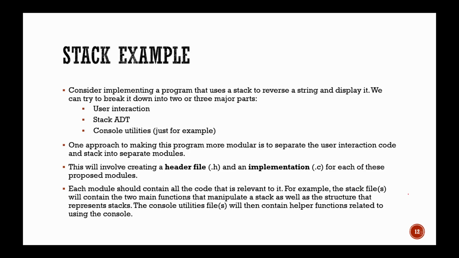I can break it into maybe a piece about user interaction, so displaying stuff, reading stuff. I can break it into maybe a stack ADT, a stack abstract data type, and then maybe have another file that has console utilities, so maybe ways you display or format information to the user. And I have that in there really just for an example to make things a little bit short for me on the slides to come. All right, so imagine I have this program. We want to break it into these three pieces.